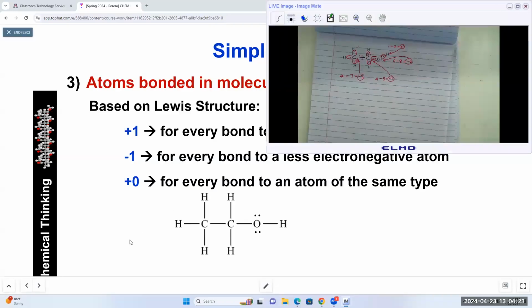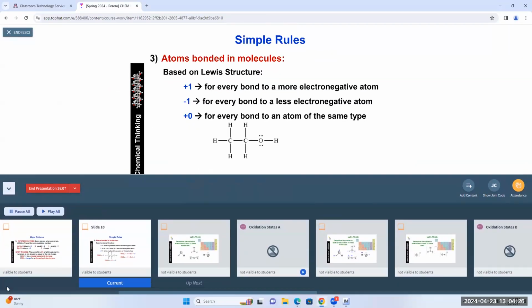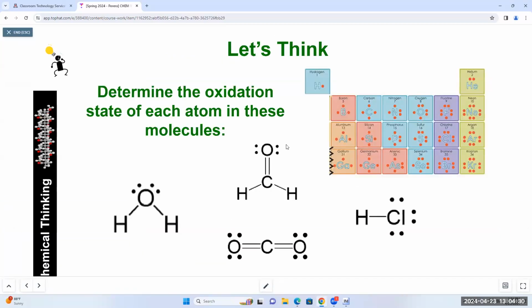All right, with that, let's do this. Here are some molecules. I want you to determine the oxidation state of each atom. Go ahead, just for practice.